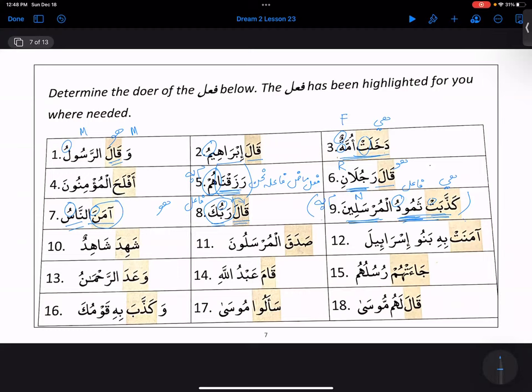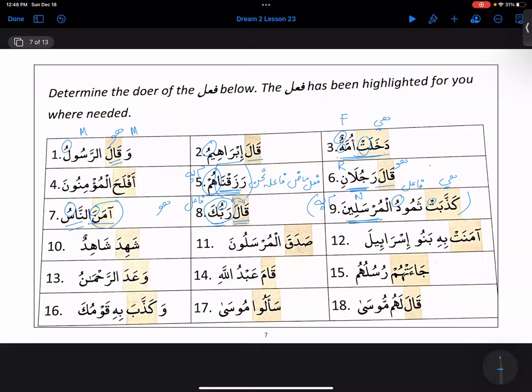So we need to make sure of the matching. How does the match work here? Kazabat is here. Because Samud is a broken plural over here, and this is a nation. So that's why it is matching with that.